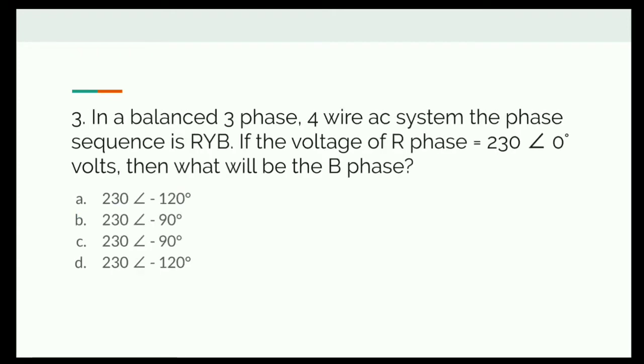Next question. In a balanced three-phase, four-wire AC system, the phase sequence is R, Y, B. If the voltage of R phase is equal to 230 angle 0 degree volts, then what will be the B phase? And the options are A, 230 angle 120 degree, B, 230 angle 90 degree, C, 230 angle 90 degree, and D, 230 angle 120 degree. And the correct answer is 230 angle 120 degree. Next question.